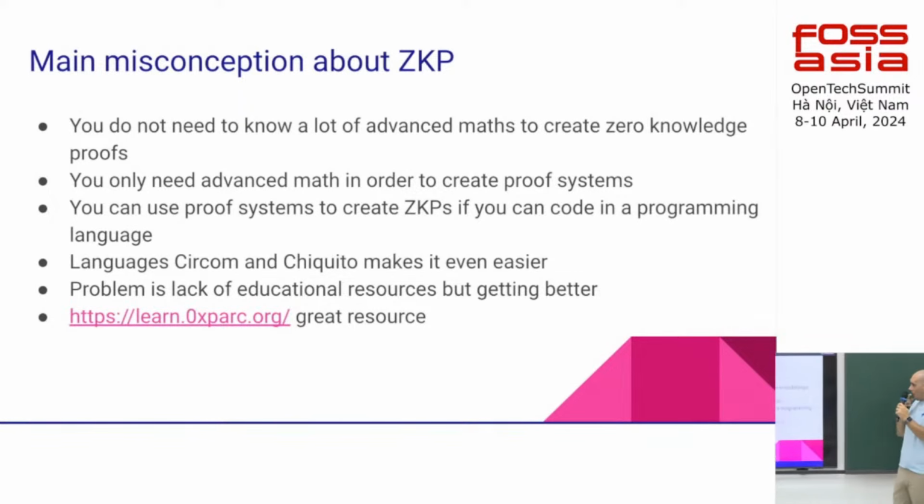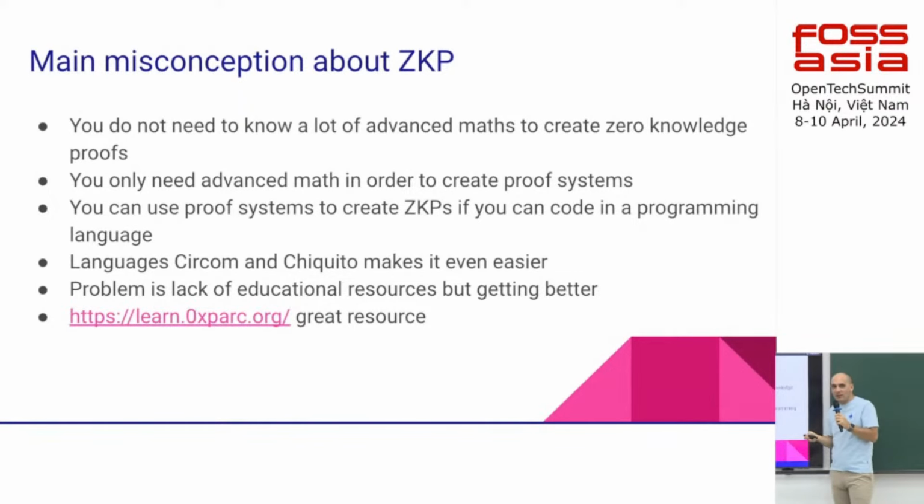So, the main misconception: if you have already heard about zero knowledge proofs, if you are studying software or you are a Web 2 developer, there is this idea that you need to know a lot of advanced math to be able to do zero knowledge proofs and to build zero knowledge proof applications. And I don't think that's true. Now we have more languages on top of proving systems that are helping you immensely. So you don't really need to know the underlying math that zero knowledge proofs are based on.